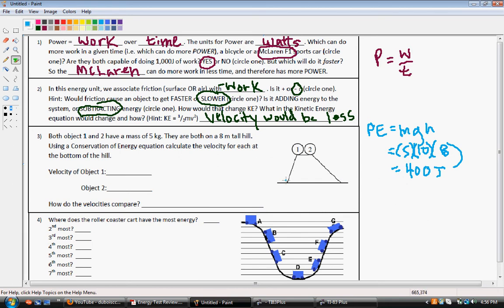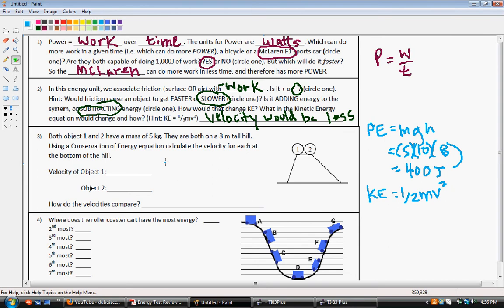Well, we know at the bottom, it's not above ground anymore, so we don't have potential. It's not on a spring, but right before it hits the ground, it is moving, so we know we have kinetic energy. So, kinetic energy is equal to 1/2 mass velocity squared. We know the mass is 5 kilograms for each of the objects, but we don't know the velocity. That's what we're trying to solve for.